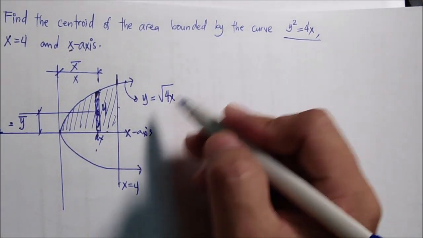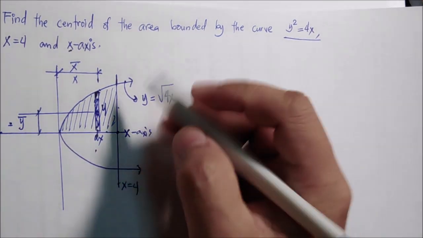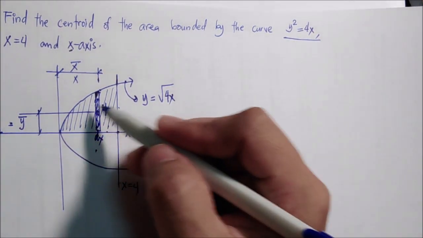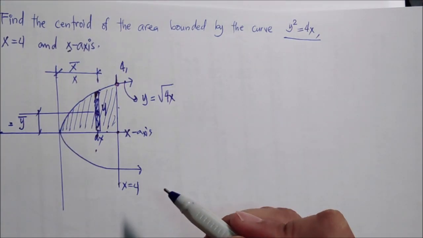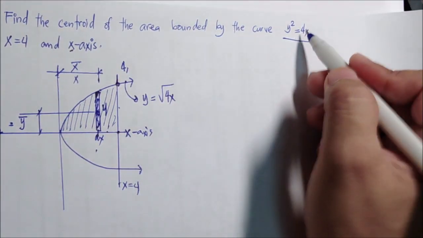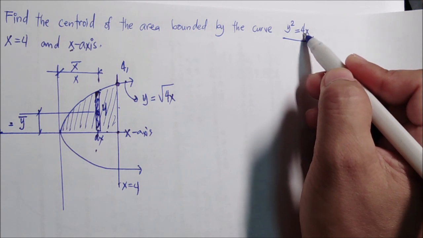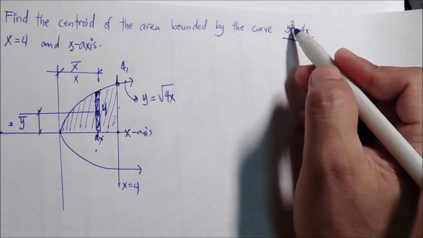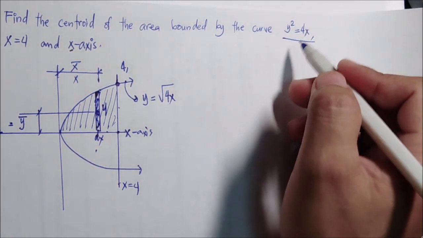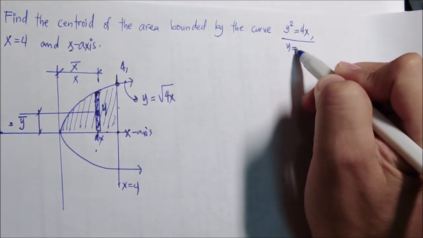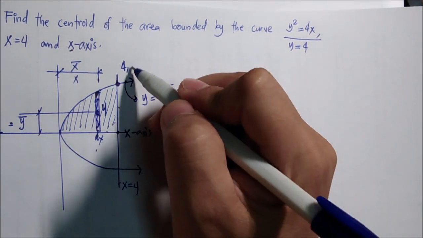Next, compute the area of the bounded region, first quadrant only. The point of intersection: if we substitute 4 into the first equation, 4 times 4 is 16, the square root of 16 is 4. So y equals 4.